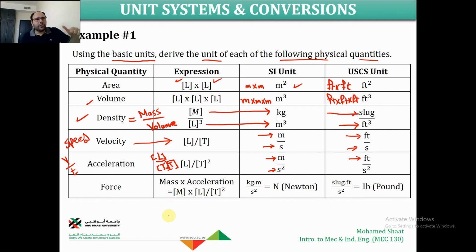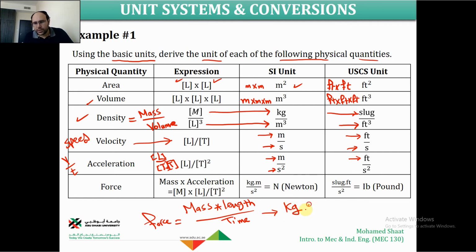What is the basic unit of the mass in the international system? It is kilograms. So if we write this as mass times length over time squared, this is the force. Make sense? So what is the basic unit for the mass in the international system? It is kilograms. Times, what is the length? The basic unit of the length is meter. What is the basic unit of the time? It is second.